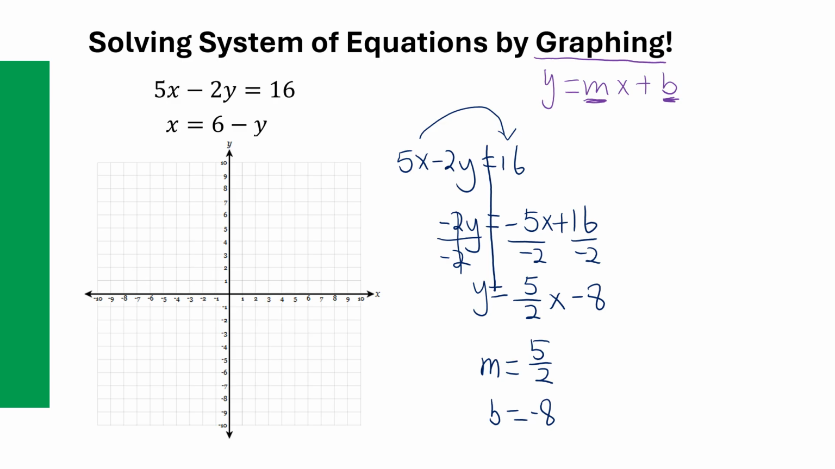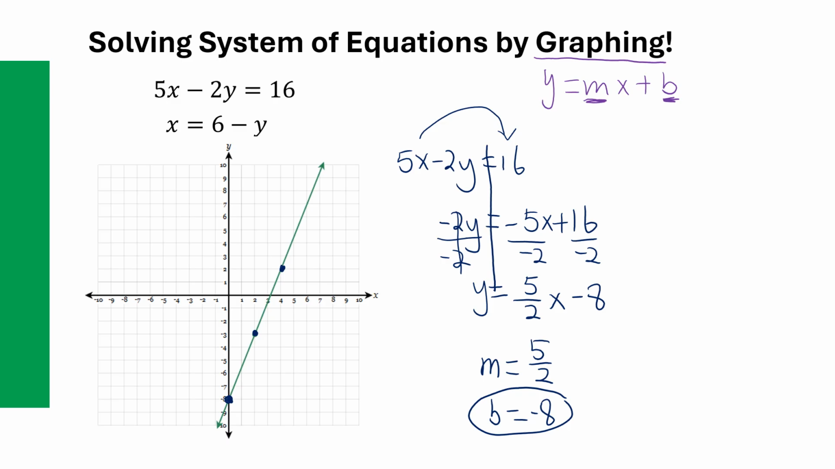When you graph this line, always graph the y-intercept first, which is negative 8, and that's the point on the y-axis right here. Since my slope is positive, that means I'm going to go up 5 and then over 2. Up 5 and then over 2 again. And then you can connect these points to graph your line for this equation.